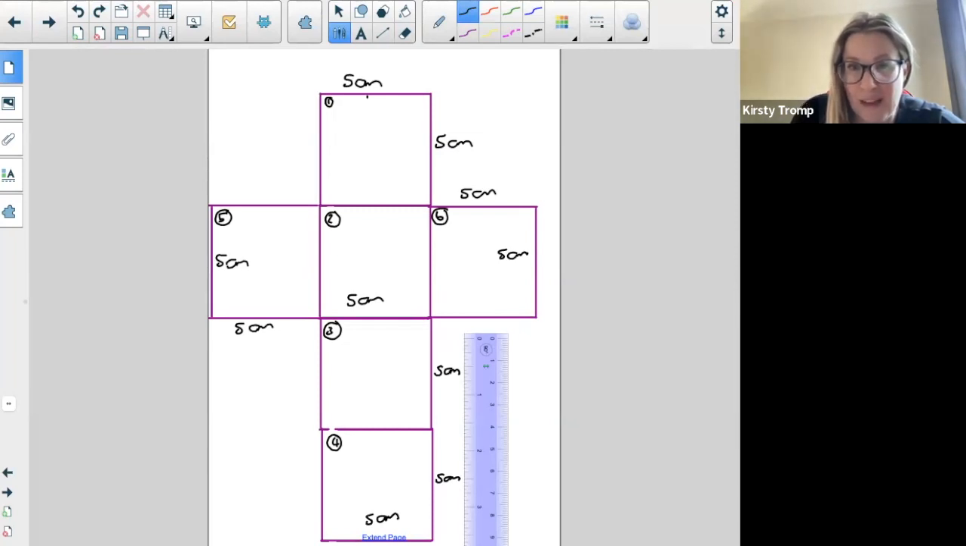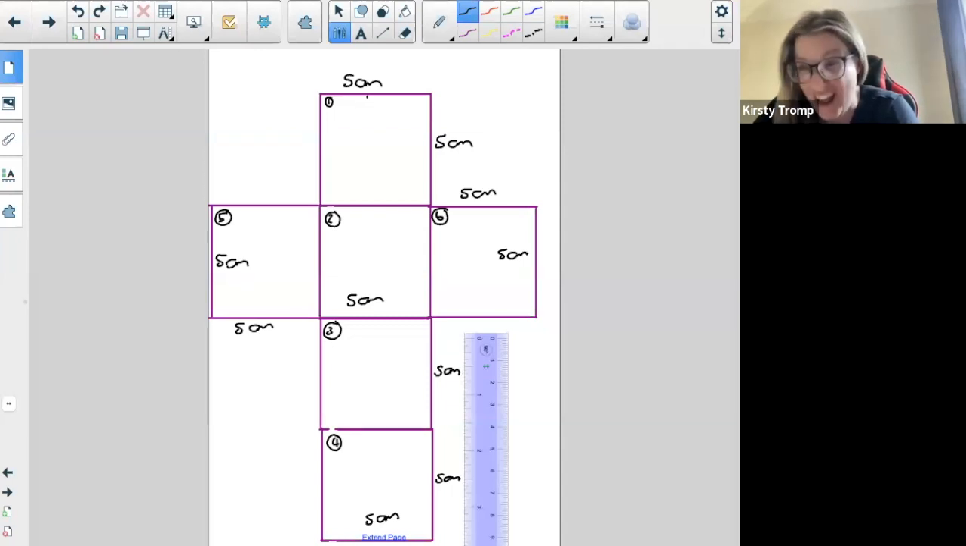Ma'am, don't forget the flaps. You are right, sometimes you would have flaps, but in this case, they didn't ask us to draw the flaps, so you don't have to. Some teachers draw the flaps in as well, and that's normally when you are drawing a cube that you're going to stick together. But in this case, we're not going to draw flaps because we're not actually sticking it together.